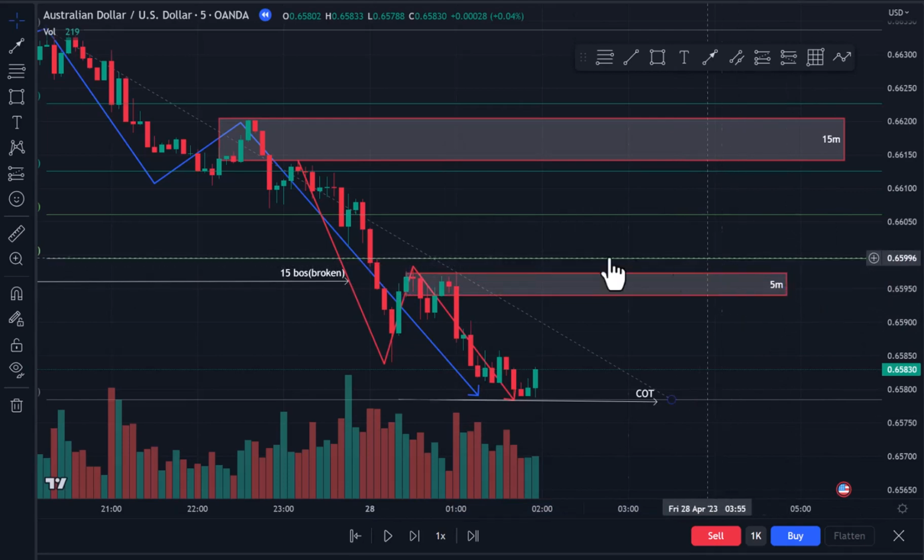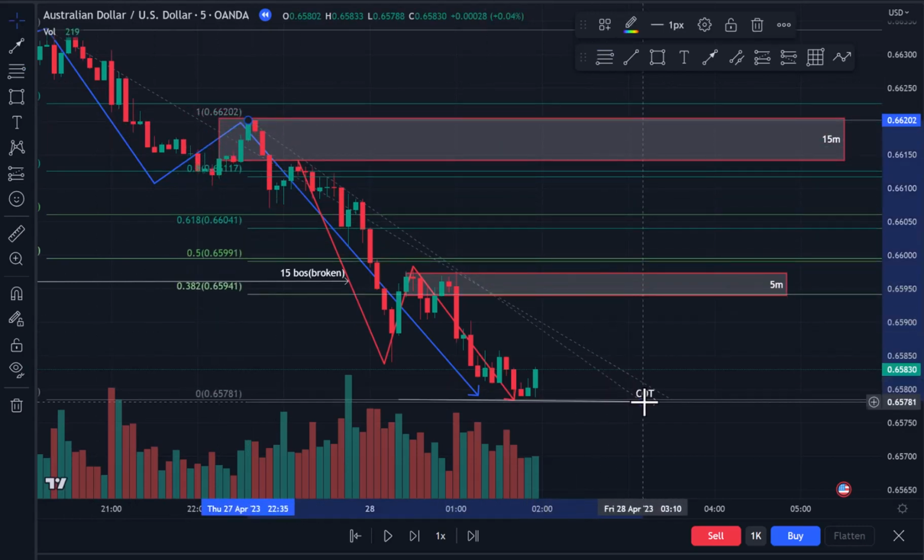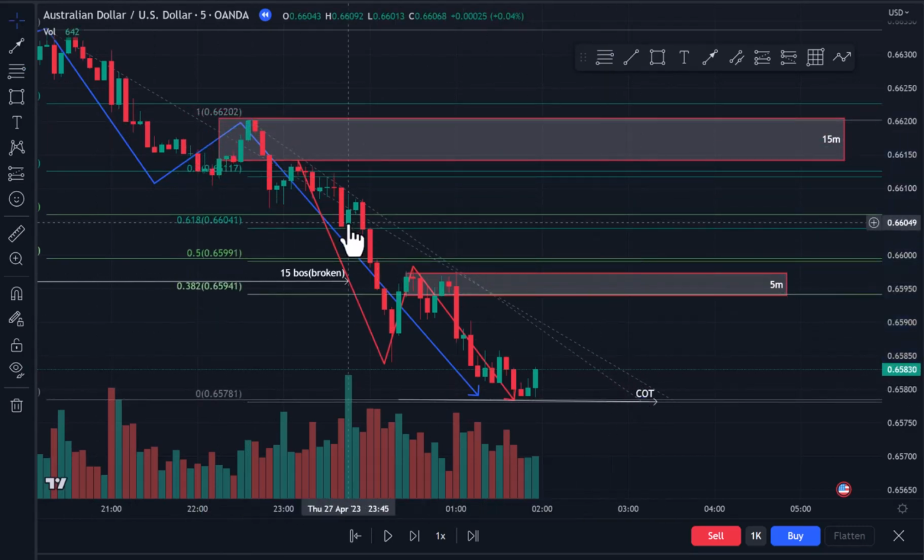And there's some imbalance here as well. So if we wanted to, we could draw and look for a POI zone on the 5-minute as well, which would likely be this candle here.